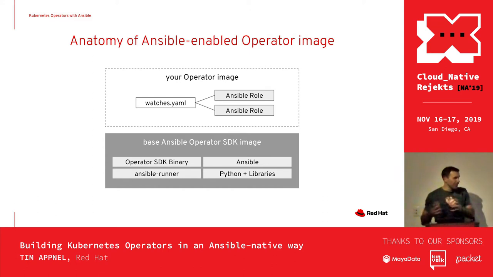So if you know how to do stuff in kube control, you already know how to use this module, and anything you could do with kube control, you could put into your automation, plus the other 3,000 modules that come with Ansible. So you're writing your automation, you're doing your watches file, and that's all you have to do. Everything you see down here in the gray box gets bundled and packaged for you by the Operator SDK, and you don't have to worry about it at all.